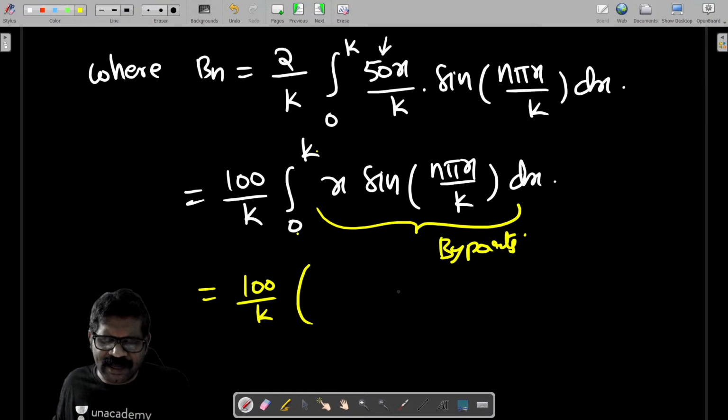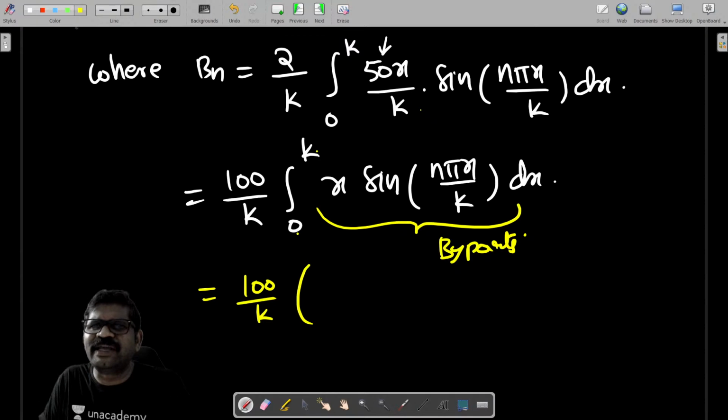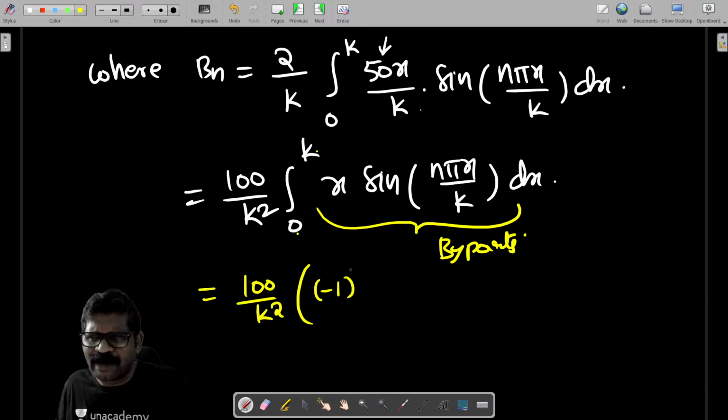So 100 by k square into, after applying by parts and simplification, you will get minus 1 whole power n plus 1 by n pi will come.